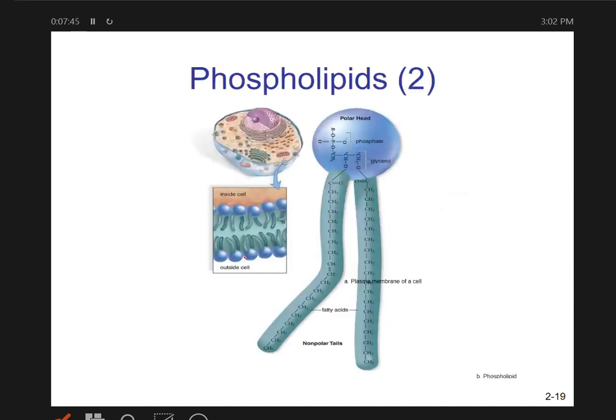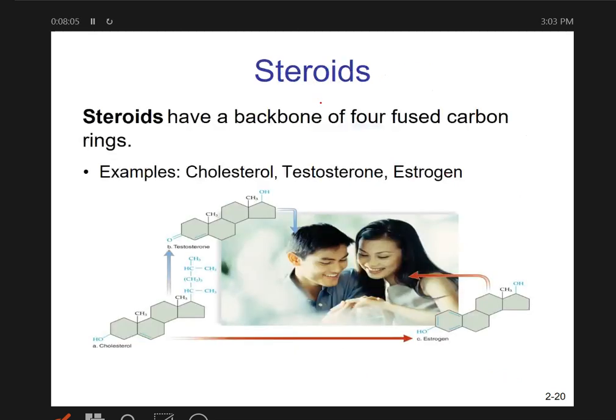And finally you have the phospholipid. If you remember the glycerol molecule, the 3 carbon chain, this is attached to a fatty acid chain, and this is attached to a phosphate molecule. This is going to be very important when we talk about cell membranes.